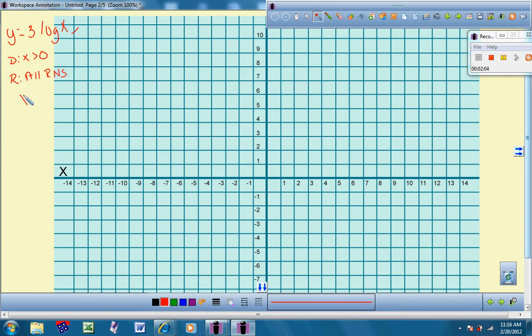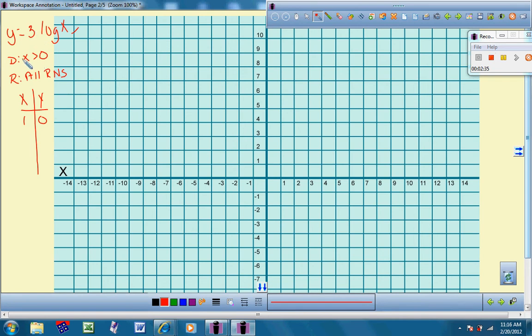We're going to do an xy table. Since my domain says I have to start with numbers greater than 0, I am going to go ahead and start with 1. So first thing you should figure out is what is log 1. If I punch it into my calculator, okay, we know that 10 to the 0 power is equal to 1, so when x is 1, then y is going to be 0, because log 1 is equal to 0, and 0 times 3 is 0.